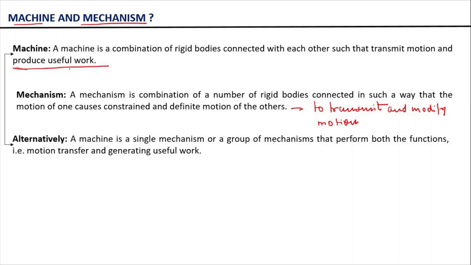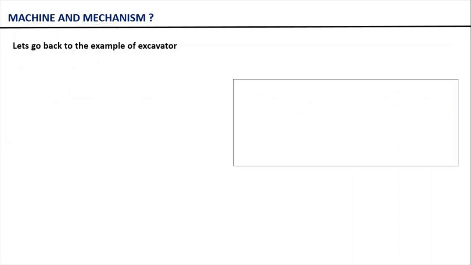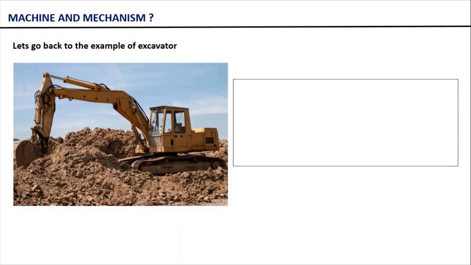Now we will try to understand the difference between a machine and a mechanism using some examples. Let us go back to the example of an excavator, right? Now if you observe, this excavator is composed of several rigid bodies. Let me call the name of those rigid bodies. One rigid body you can consider as this bucket, right? Another rigid body you can consider this arm, these two arms. Then another rigid body you can consider as these two hydraulic actuators, right?